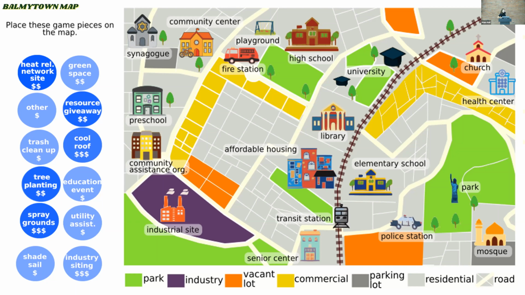I would put tree planting and affordable housing. Oh, Leslie, go ahead. Can you hear me? Yep. I said I would put the tree planting piece over affordable housing and spray grounds in the playground, and then maybe one other spot so people can easily walk to it. Okay, love it, love it.